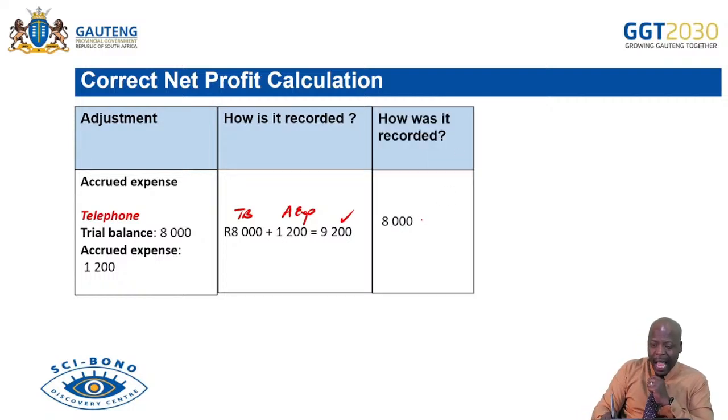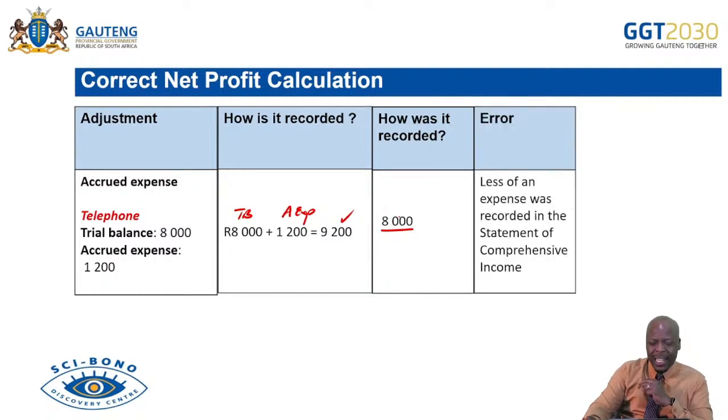However, this is how it was recorded. They only recorded 8,000. So if only 8,000 was recorded, what does that mean? It means we recorded less of an expense in the statement of comprehensive income. All right, so less of an expense was recorded.